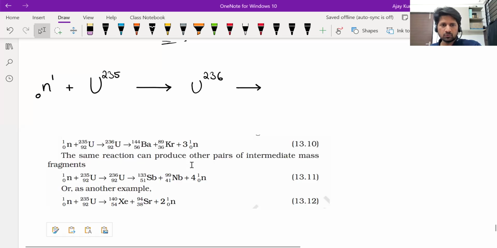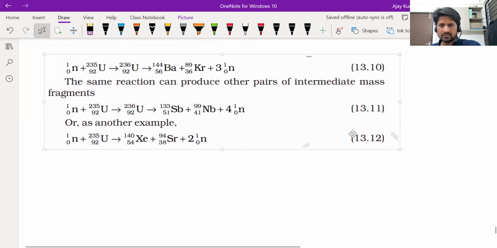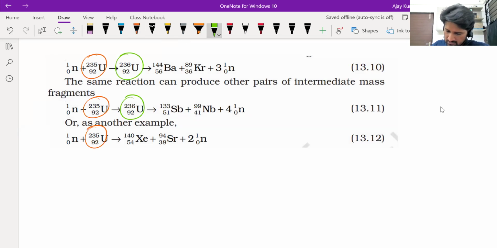When uranium 235 absorbs a neutron, these are the three different reactions by which it can disintegrate. In all of them, you see there is a uranium 235 absorbing a neutron and converting into uranium 236. In the third one, it's not there. I think they missed it. It should be there. Then it breaks down into smaller fragments. In one reaction, it forms Ba144, Kr89 and releases 3 neutrons.